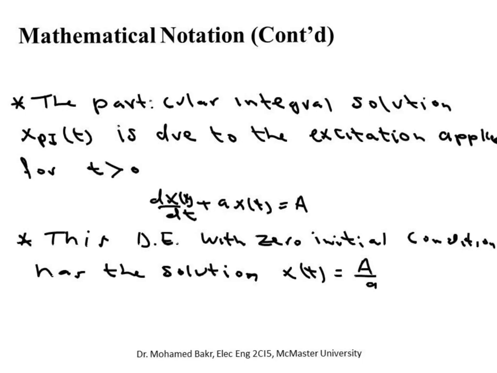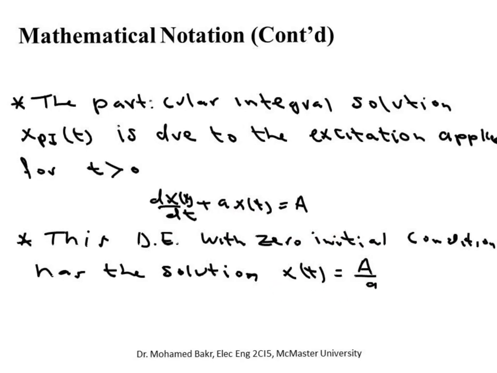The second solution we have is called the particular integral solution, XPI. And the XPI is due to the excitation. When you have a differential equation like this one, and you ignore the initial conditions, so zero initial conditions, the solution that you can get from this one is equal to A capital over A small. Okay, so this is a particular integral solution.